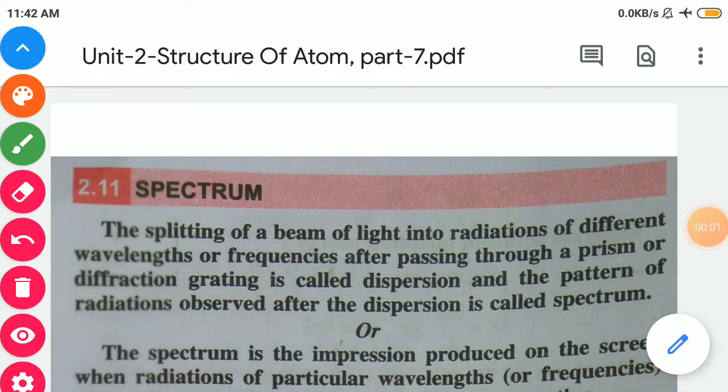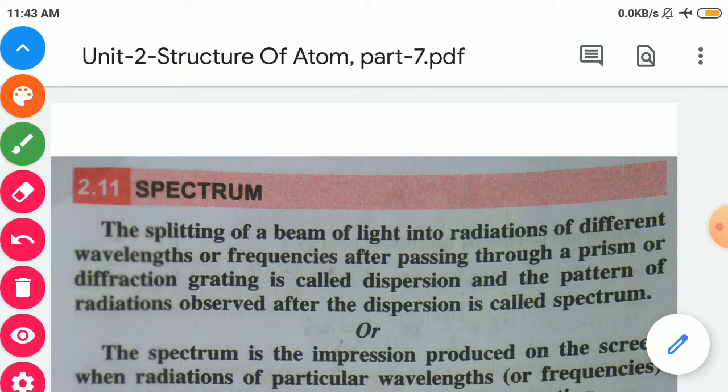Hello students, in the 7th video lecture of Unit 2, that is Structure of Atom, you will study the spectrum and some problems based on it.